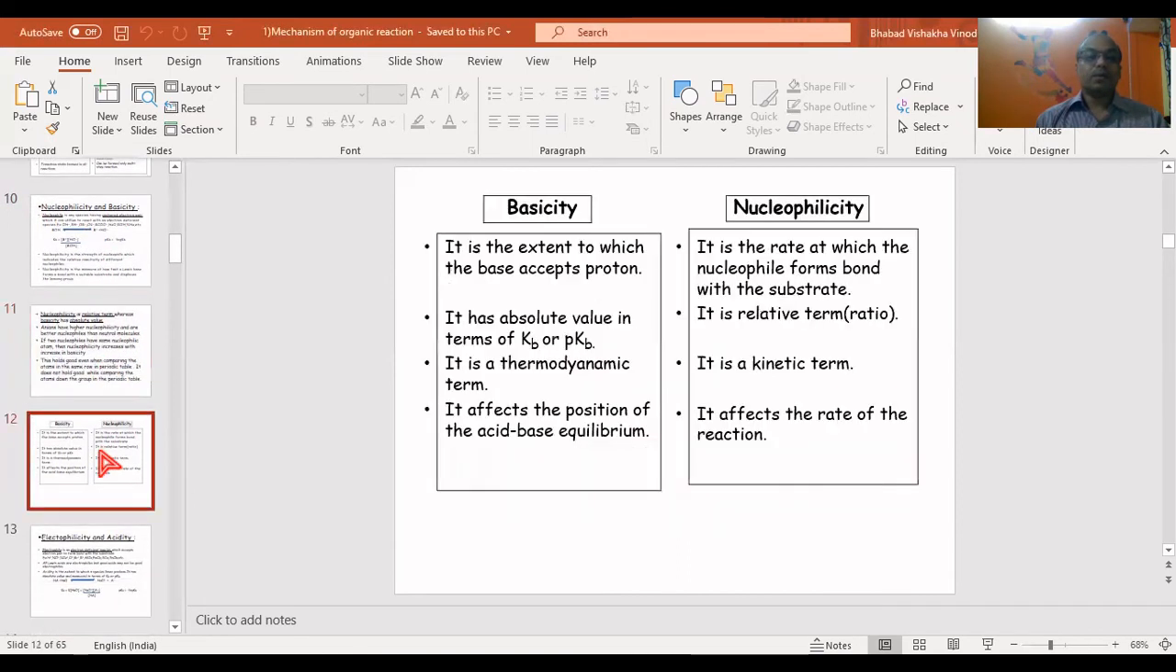Now let us compare basicity and nucleophilicity. Basicity is the extent to which a base accepts a proton. Nucleophilicity is the rate at which a nucleophile forms a bond with the substrate. Basicity is an absolute value in terms of Kb or pKb. Nucleophilicity is a relative term or ratio. Basicity is a thermodynamic term, whereas nucleophilicity is a kinetic term. Basicity affects the position of acid-base equilibrium, while nucleophilicity affects the rate of the reaction.